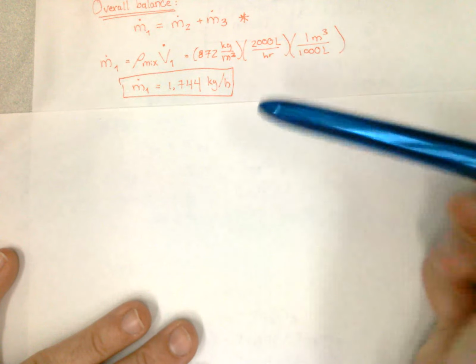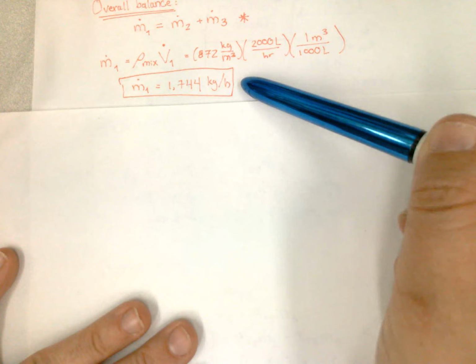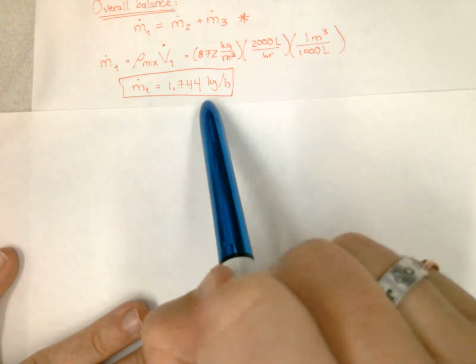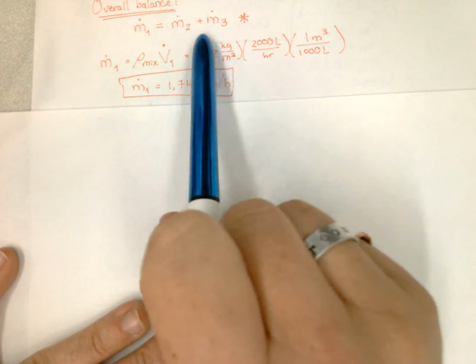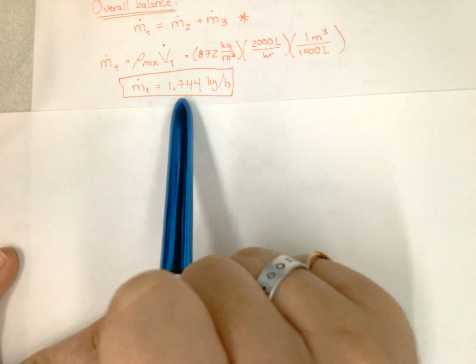Okay, and that's going to give me a mass flow in 1 of 1,744 kilograms per hour. So that's just making my life a little easier. I don't know M2 and M3 yet, but I do know what M1 is, so that's going to make my life a little easier.